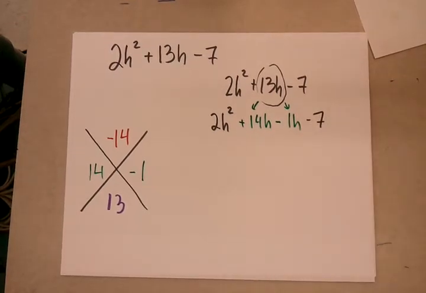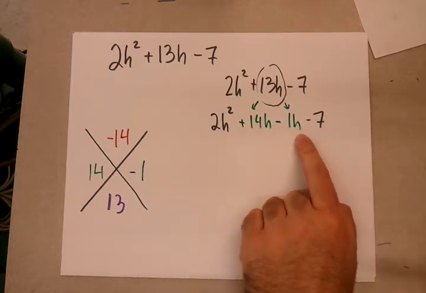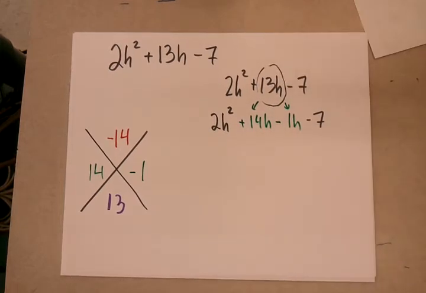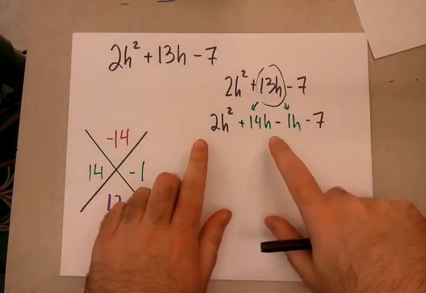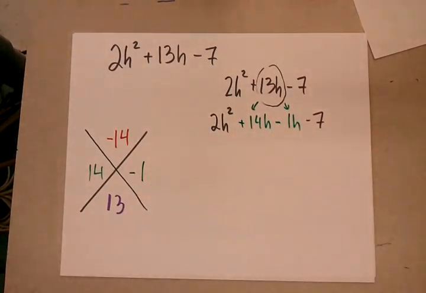And mathematically, the split has to work. 14h minus an h gives you back 13h. So we didn't really change anything. We just rewrote the problem. Next step, I'm going to separate these 2 monomials and these 2 monomials in their own separate parentheses.